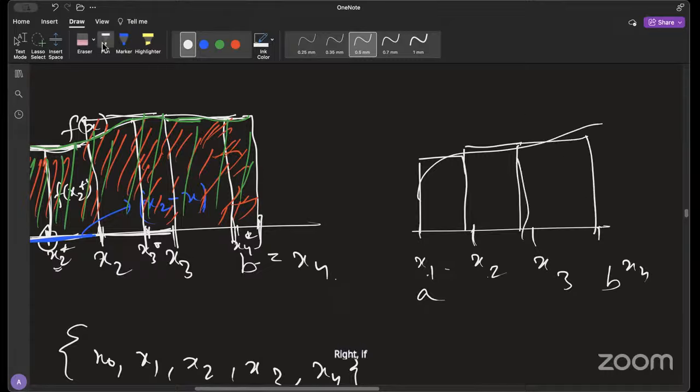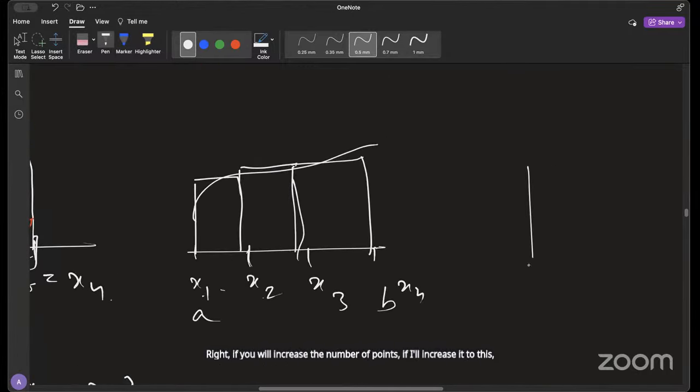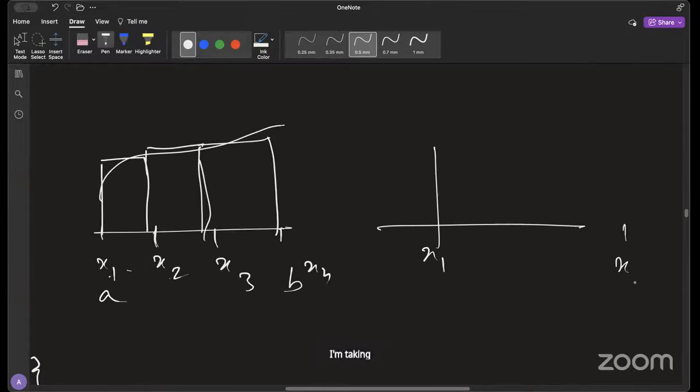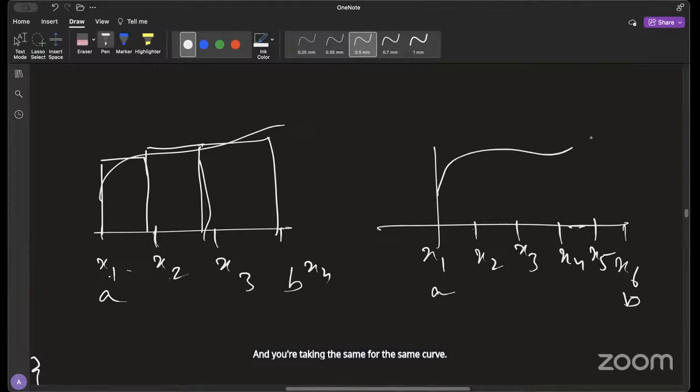Now, if I increase the number of points, let's say instead of 4, I'm taking 6 points this time, x1 to x6. This is A, this is B. x1, x2, x3, x4, x5. And you're taking this same curve. Then wouldn't it give you a better approximation? Each time you increase the number of partitions and then take the rectangles, you will get closer to the curve, right?